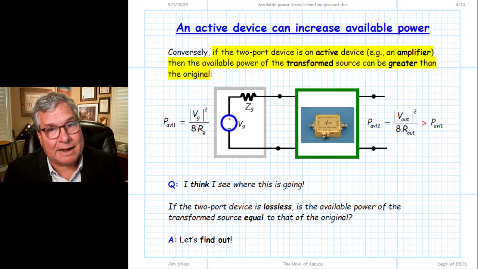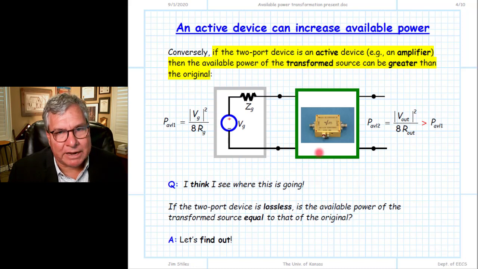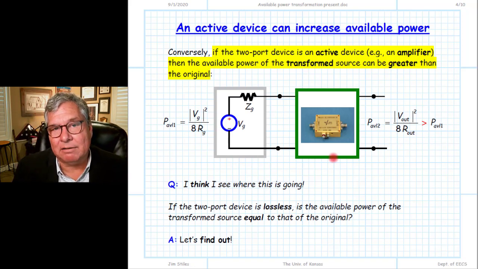Alternatively, if we have an active device, an amplifier, we know that that two-port network can increase the rate of energy flow through it, and so it's not unreasonable to expect, and this is the case, that an active two-port device will transform a source into a new source whose available power is greater than the original source. The two-port device can increase the available power of the source. This is one way of thinking of an amplifier.